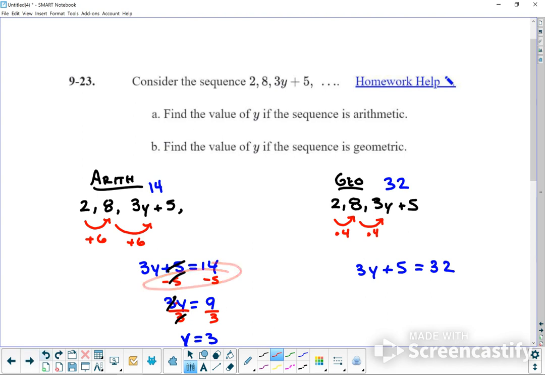All right, so you're going to go ahead and subtract 5. Okay, except this time you won't be getting the same answer. Okay, you'll be using the same steps. So inverse or opposite of plus 5 is minus 5. So you have 3y equals, and 32 minus 5 is what? 27, excuse me. 27.